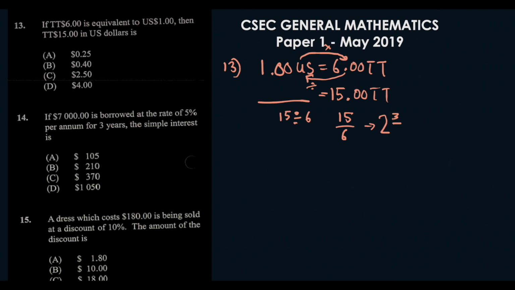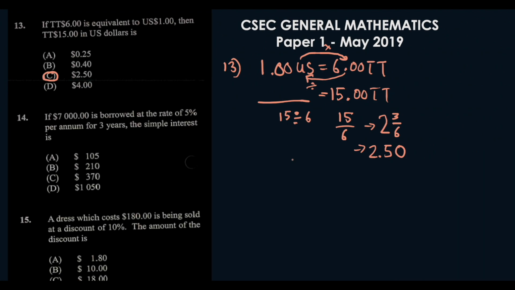Remainder 3 over 6. 3 over 6 is the same as a half. So we basically have 2 and a half, which is the same as 2.5. But since it's money, we put the zeros. So $2.50.